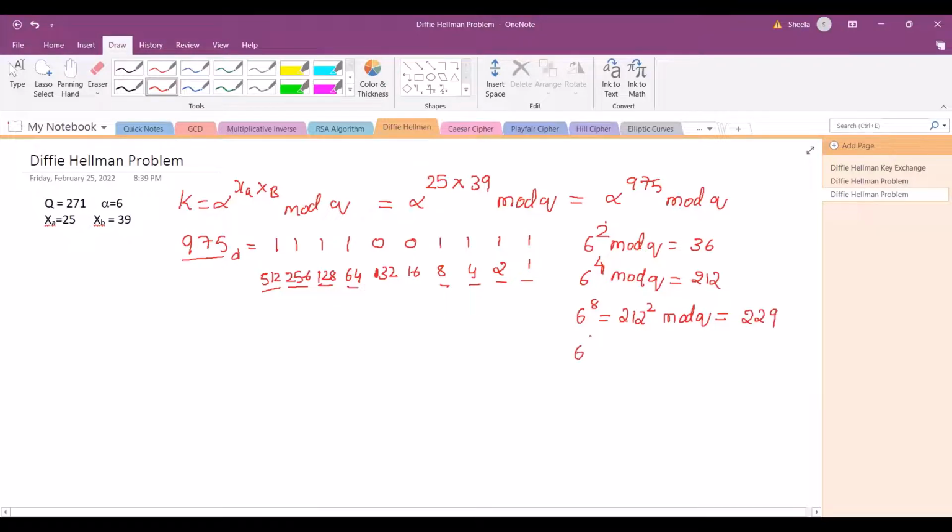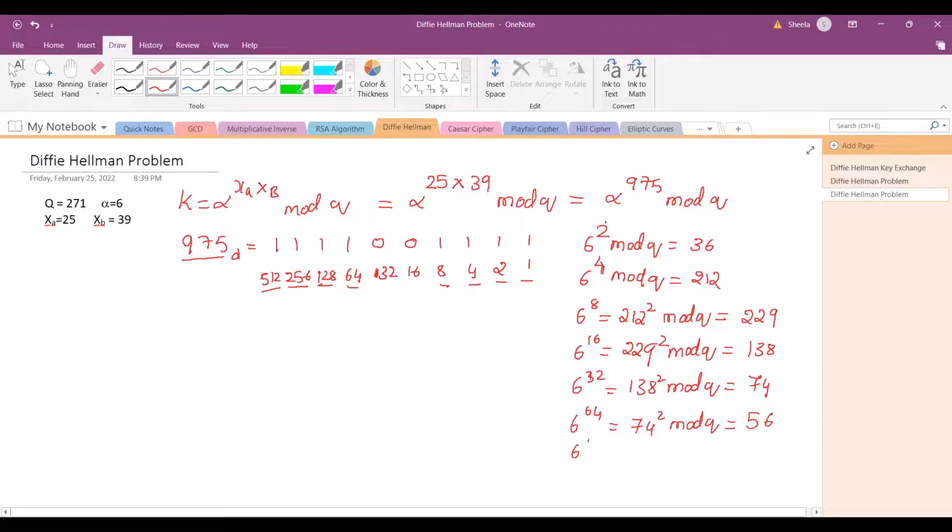229. Then 6 raised to 16 and 6 raised to 32 are not used, but I'm computing them because it is easy to compute the next higher bits. So 6 raised to 16 is nothing but 229 square mod q, which is 138. And 6 to the power of 32 is 138 square mod q, which is 74. And 6 raised to 64 is 74 square mod q, which is 56.